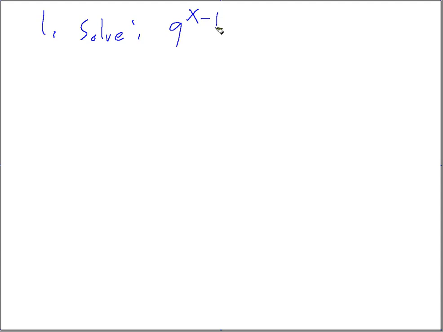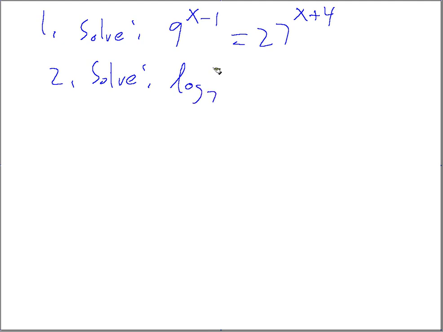9 to the x minus 1 is equal to 27 to the x plus 4. Okay, so get a common base. Hopefully we can do that here. Think about that a little bit. Number 2, let's solve the log equation: log base 7 of 2x plus 5 equal to 2. No big deal. Convert the log to an exponential in that case, right?